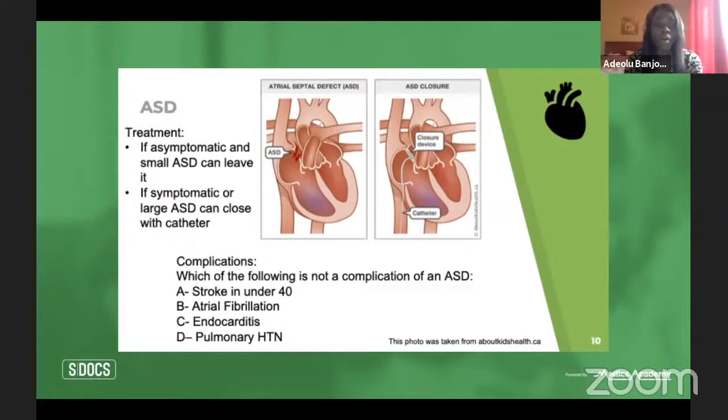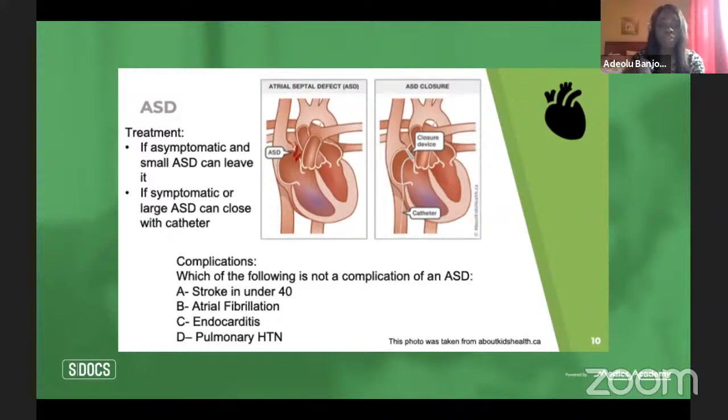And that's because that's a more common complication of VSDs. And that's just because the higher velocity of flow in the ventricles versus the atria increases your risk of clot formation, which then attracts bacteria. And the other three have already been discussed.